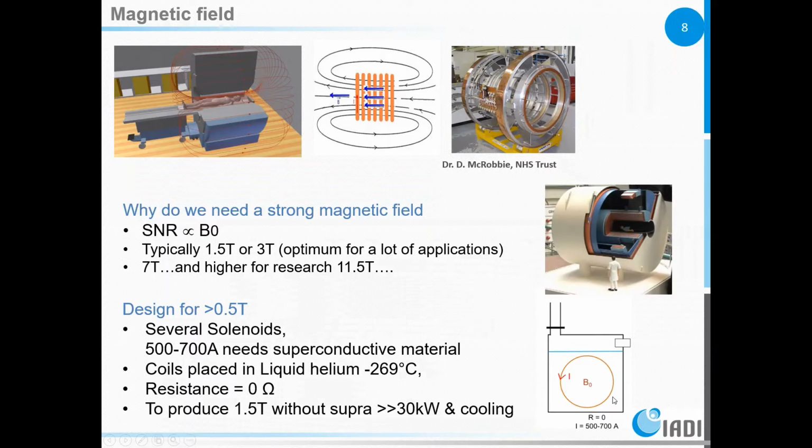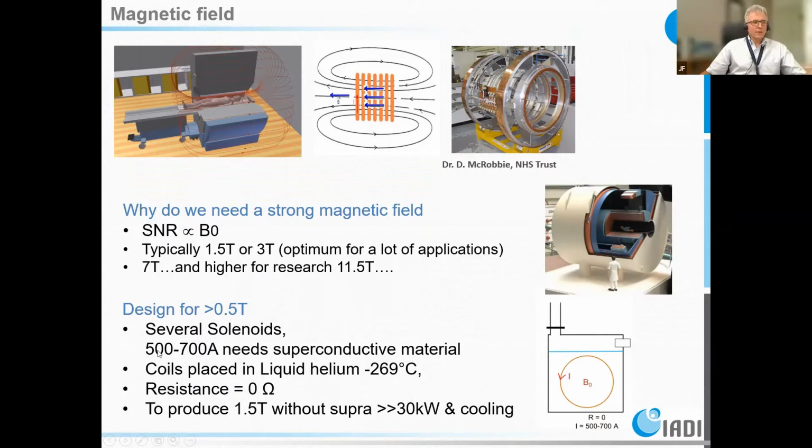If you do not have a superconductor material, you will need a lot of power, 500 ampere, and this is a lot of power. For example, for 1.5 T, I roughly calculated this will need 30 kilowatts just around the patient, and this is so much energy that you cannot cool it.